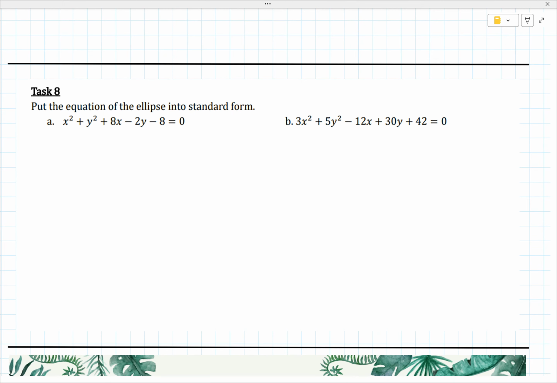So to find the equation of the ellipse in standard form, my hint to you is we are going to complete the square.